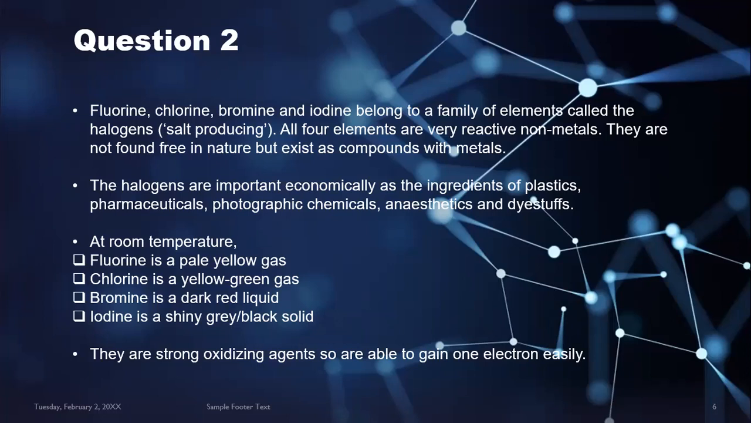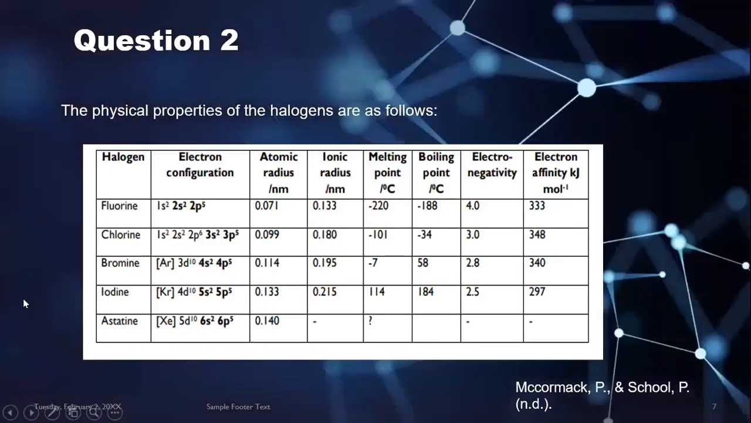At room temperature, fluorine is a pale green gas, chlorine is a yellow-green gas, bromine is a dark red liquid, and iodine is a shiny gray-black solid. The physical properties of halogens are as follows.